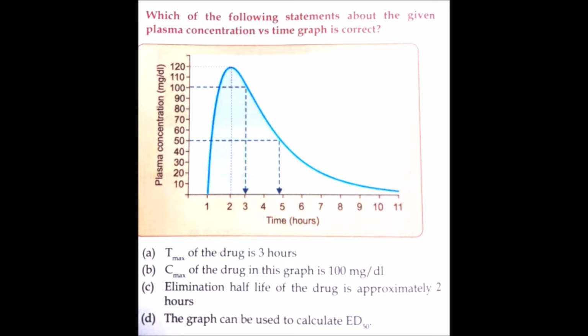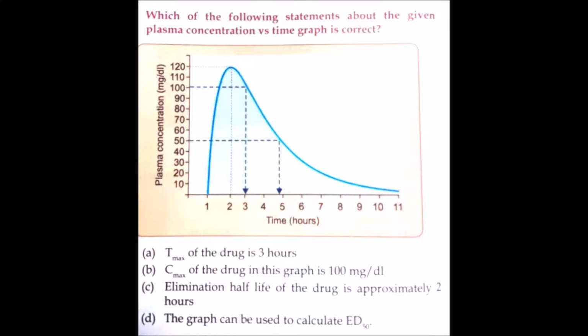Now coming to the second question. Which of the following statements about the given plasma concentration versus time graph is correct? Option A is Tmax of the drug is 3 hours. Tmax is the time required to attain maximum concentration, that is Cmax. Well, Cmax is the maximum concentration obtained with a particular dose. It is 120 mg per dl in this graph.